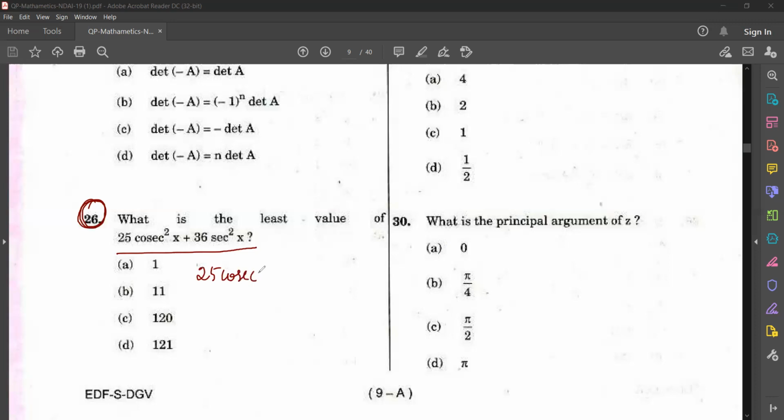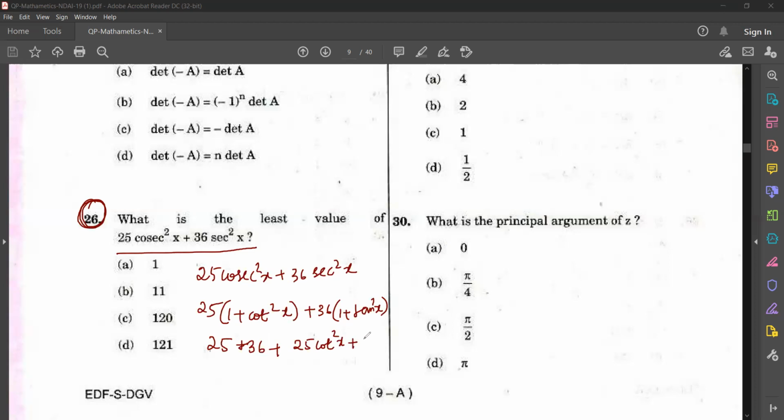25 cosec square x plus 36 sec square x. This 25 cosec square x I can write as 25 into 1 plus cot square x, isn't it? Plus 36 sec square x I can write as 36 into 1 plus tan square x. So that is 25 plus 36 plus 25 cot square x plus 36 tan square x, isn't it?